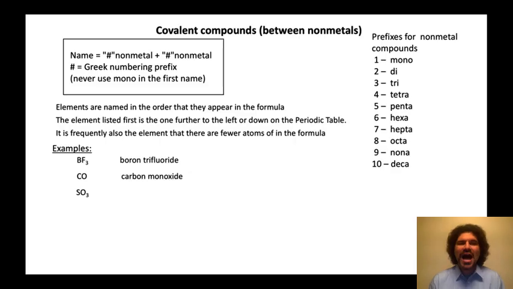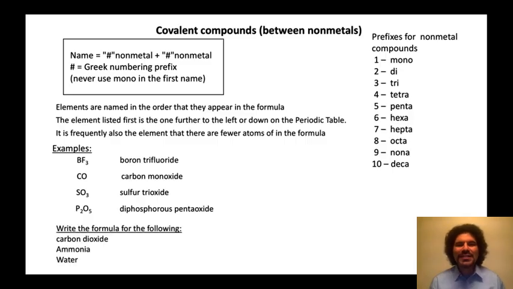A sulfur with 3 oxygens. Well, this is going to be sulfur trioxide, once again using the Greek prefix tri. Okay, an example that's a little harder, P2O5. Okay, so there's two phosphoruses here, so we have to use diphosphorus and then 5 oxygens, pentaoxide.